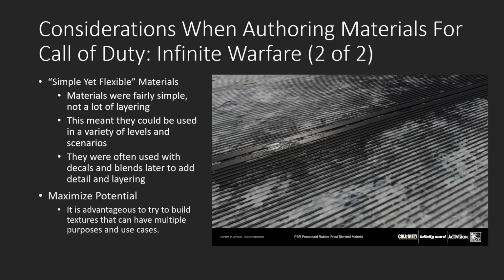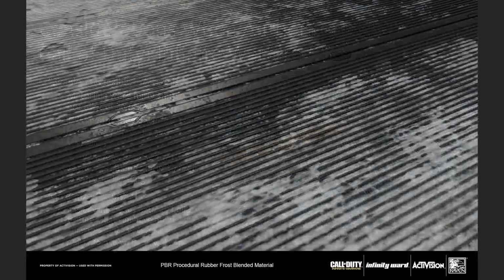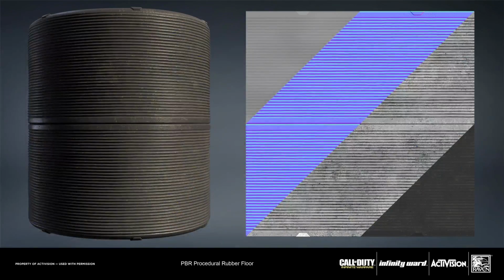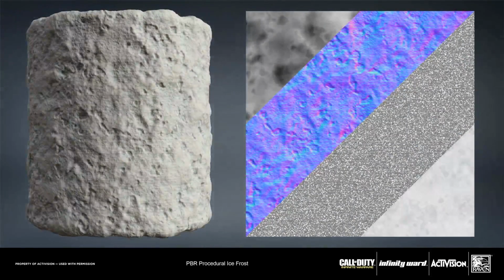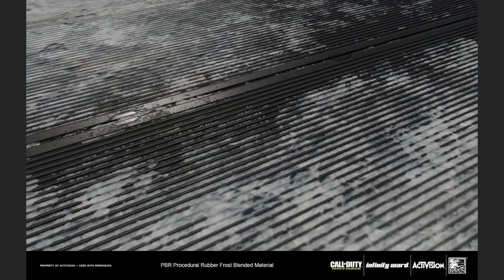So we wanted to maximize potential within each texture, right? It's advantageous to build textures that could have multiple purposes and use cases. Again, the ability to be on a floor, wall, or ceiling when appropriate. And this is one example of a blended texture here. If I jump ahead, you can see that this is the rubber material, and then this is the frost, and then that's them combined together, right? On their own, they look relatively simple, but when they're put together, they feel really good.